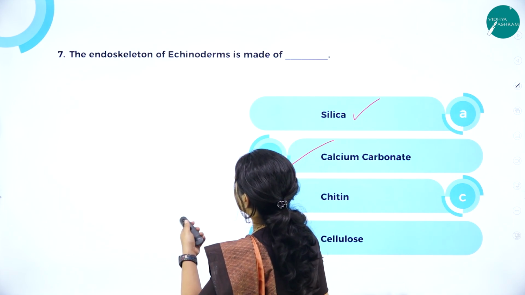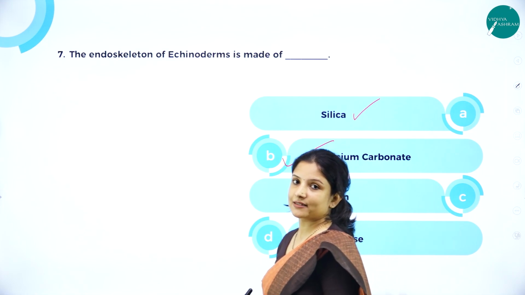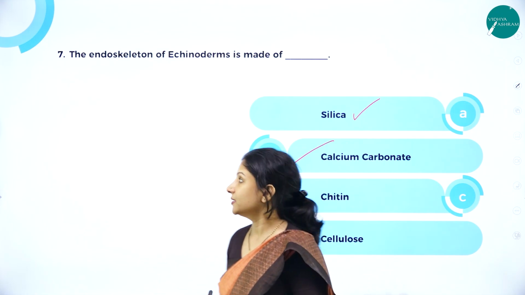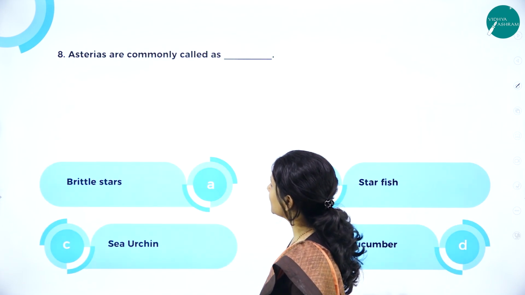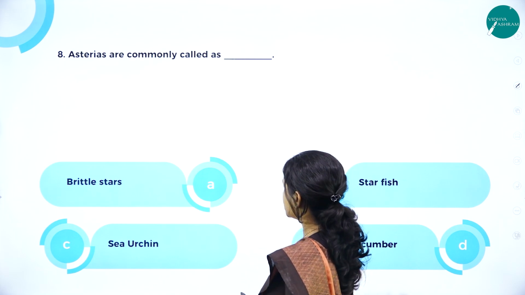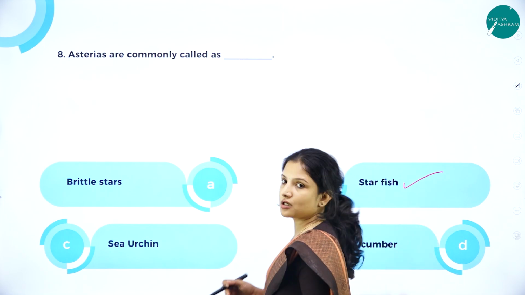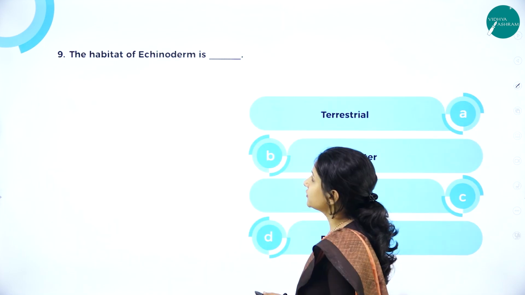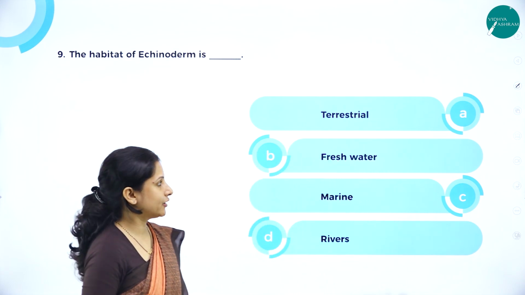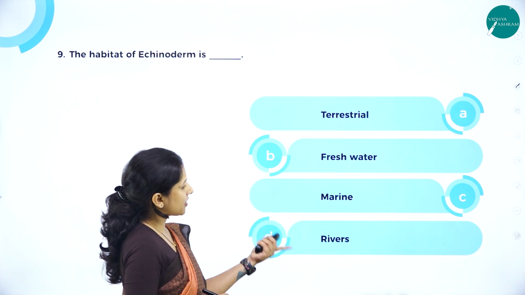Or they can ask, the ossicles of echinoderms are made of what? The question can be asked like that. That time also calcium carbonate only is the right answer. Next, Asterias are commonly called as, is it brittle stars, starfish, sea urchin or sea cucumber? It is starfish, because Asterias are commonly called starfish. So next, what is the habitat of echinoderms? Is it terrestrial, freshwater, marine or rivers?